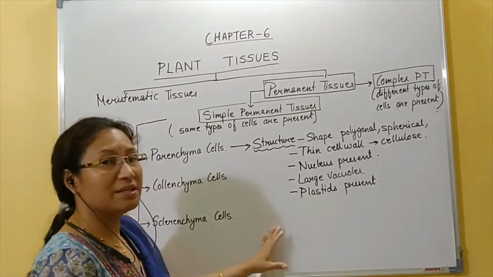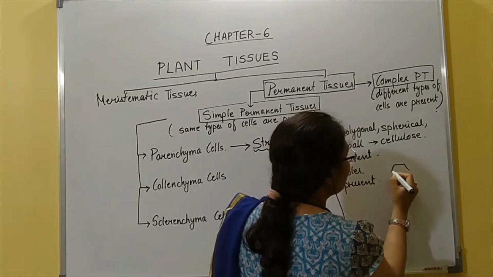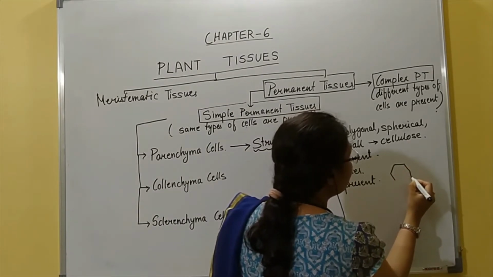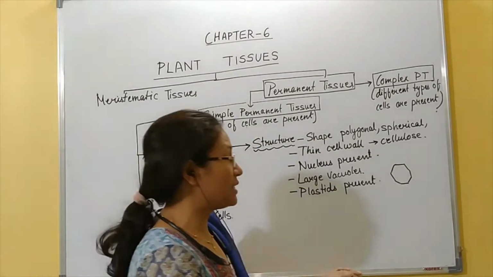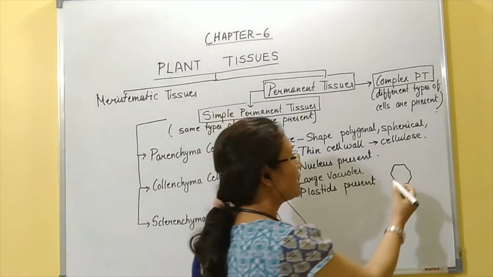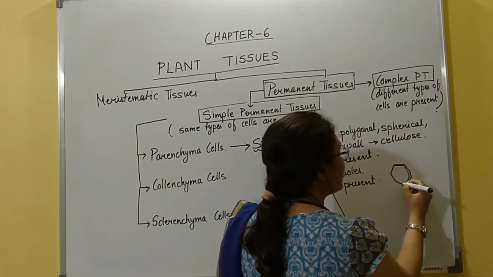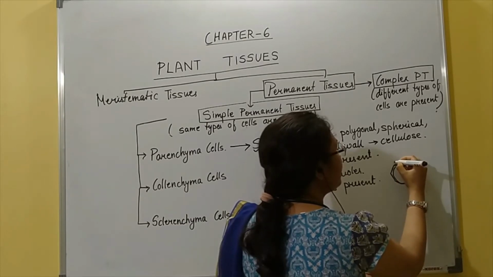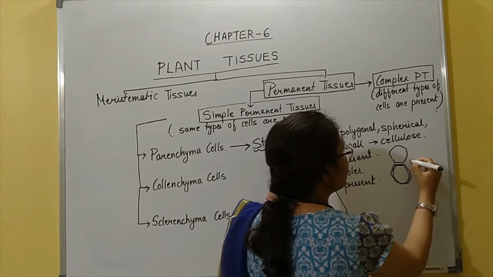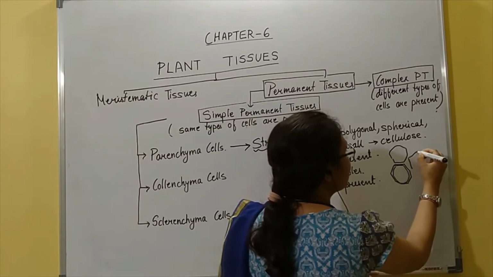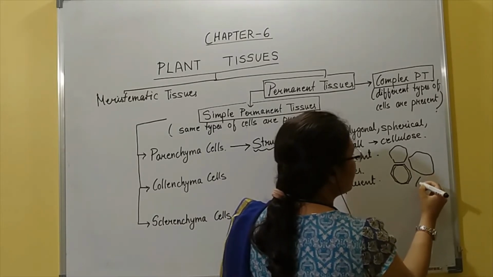Now what is the appearance? Let me draw a few diagrams. So some of them may appear polygonal with many faces, 12, 13 or 14 faces may be present. So it has a very thin cell wall like that. Then there will be some extracellular or intracellular spaces also found. There will be some intercellular spaces.